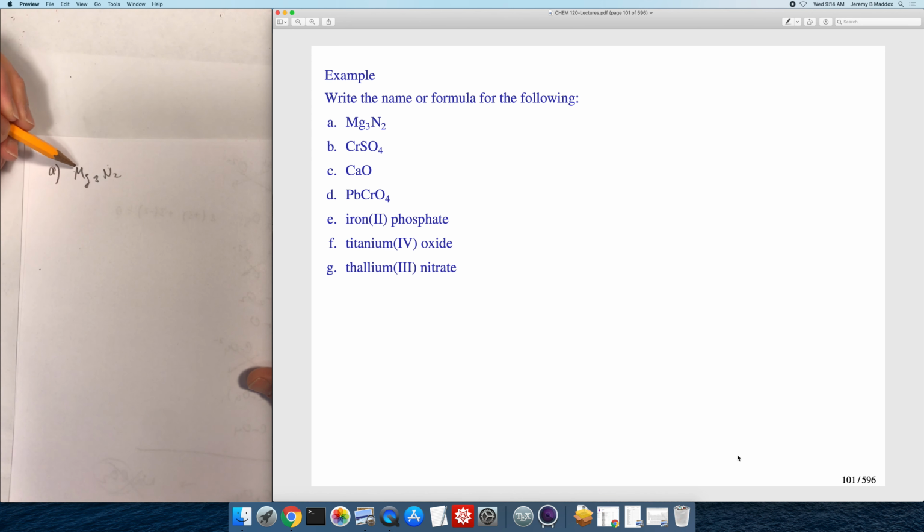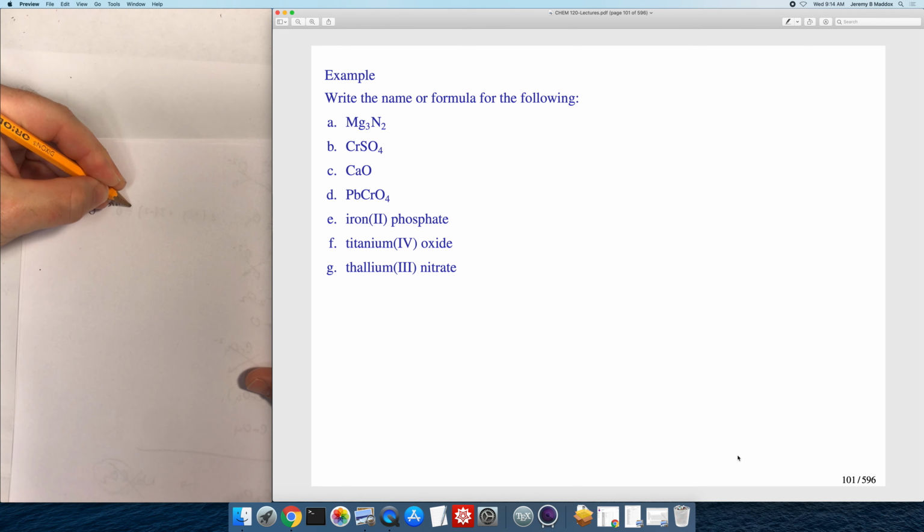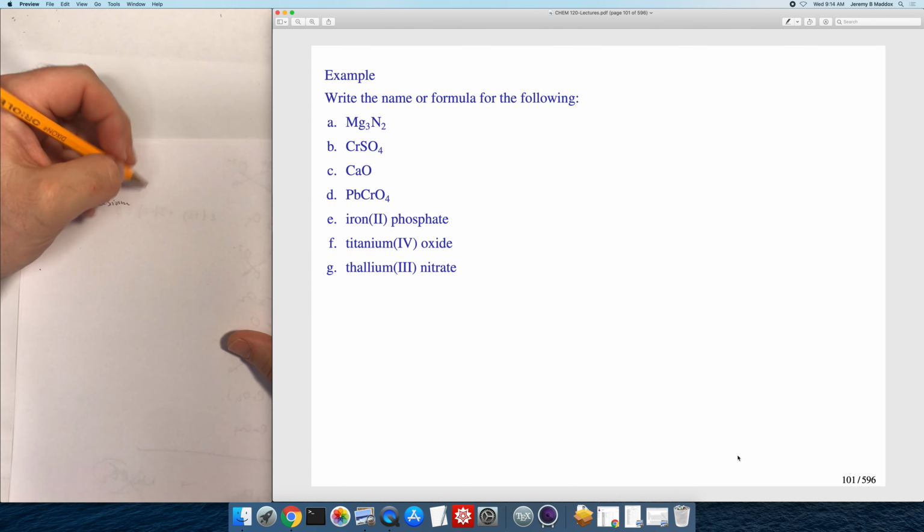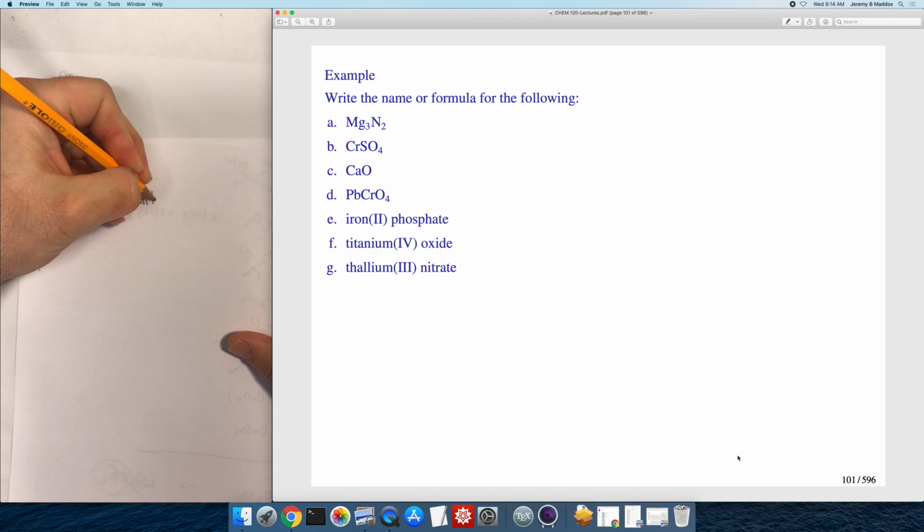Magnesium is a group 2 cation, and group 2 cations are always 2+. So we don't need any Roman numerals when writing down the cation name. We would just simply write magnesium. And then nitrogen forms a -3 anion. The way you write the ion name is you alter the end of the word nitrogen and replace it with the IDE suffix. And so this would be magnesium nitride.